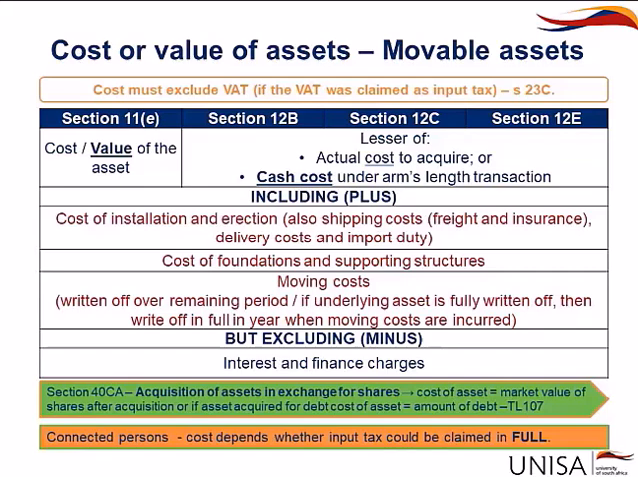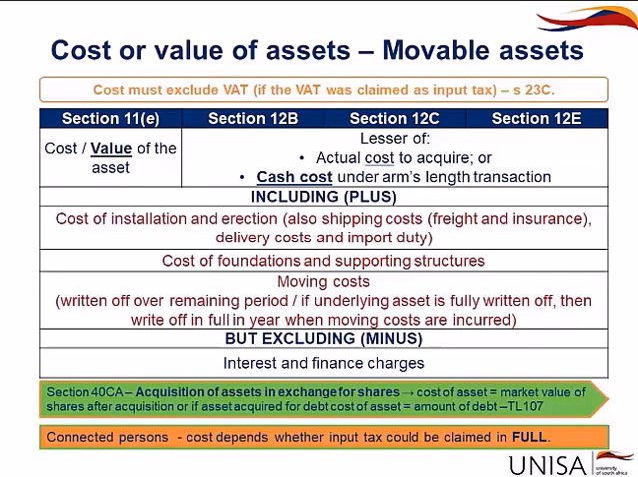For section 11E, 12C, 12E, what do we have as the requirement for cost? Well, section 11E says we can have cost or value of the asset. Whereas section 12C and 12E, we are going to look at the lesser of the actual cost to acquire or the cash cost in an arm's length transaction. To this value, we will include any costs of installation, any foundations or support structures, moving costs as well.